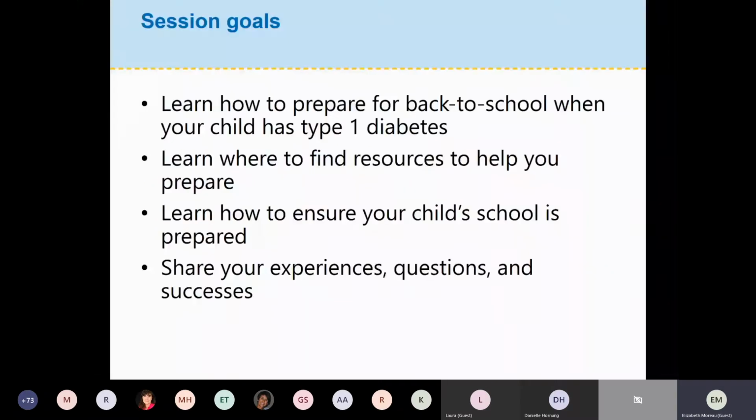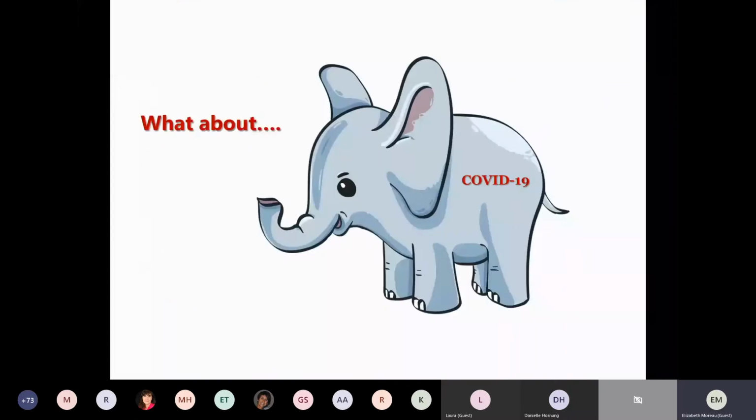We want to talk about preparing for back to school, where you can find resources to help you, and make sure your child and your child's school are prepared. And of course, we know that the elephant in the room is COVID. I echo what Danielle said, but we will have a chance to talk about some considerations on how you make that decision about going back to school, and some things that might help reassure you regardless of what your decision is.